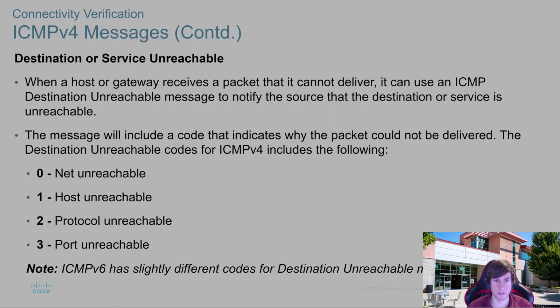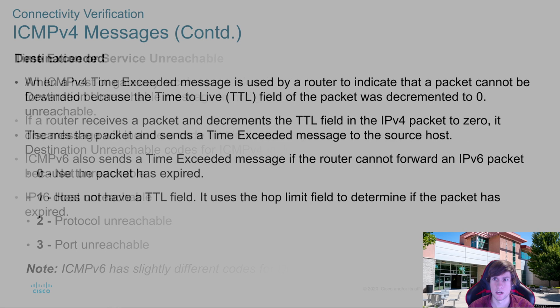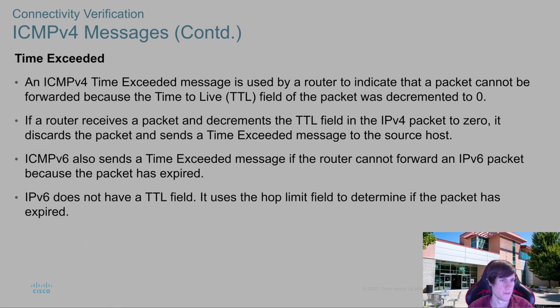The destination unreachable codes are the following. So unreachable network, unreachable host, which is 1, protocol unreachable, or the port unreachable, so the port's closed, in 3. ICMPv6 has slightly different codes for destination unreachable. I assume they'll show us that in a minute.